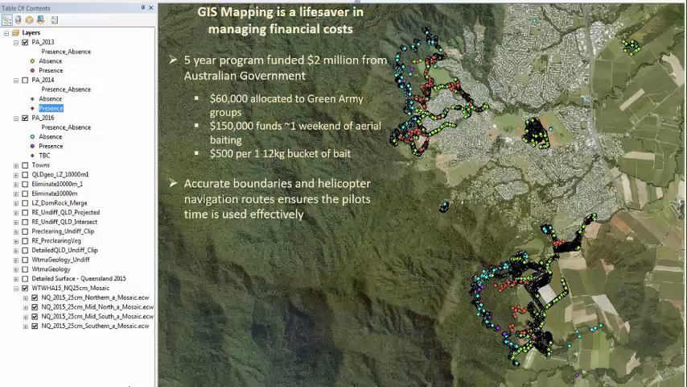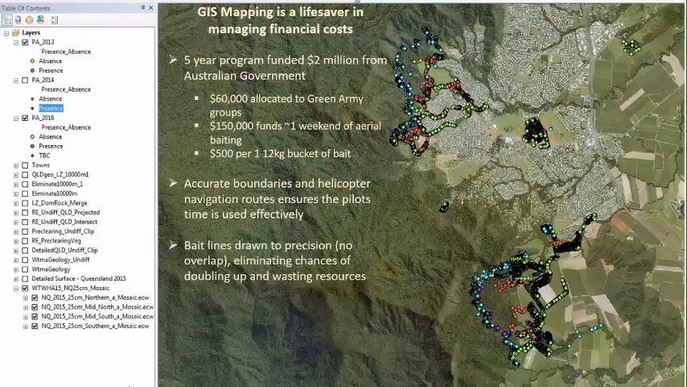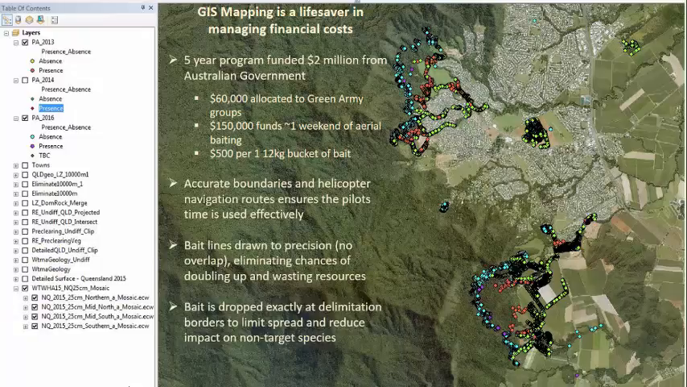There must be no windows left open for small mistakes in an operation like this. Bait lines are drawn to precision, ensuring no overlap and eliminating the chances of doubling up and wasting resources. It also ensures bait is dropped exactly at the delimitation border to limit spread and drastically reduce impacts on non-target species. So recent surveys and GIS modelling have confirmed that 3 sites once heavily infested with YCA are now ant-free.